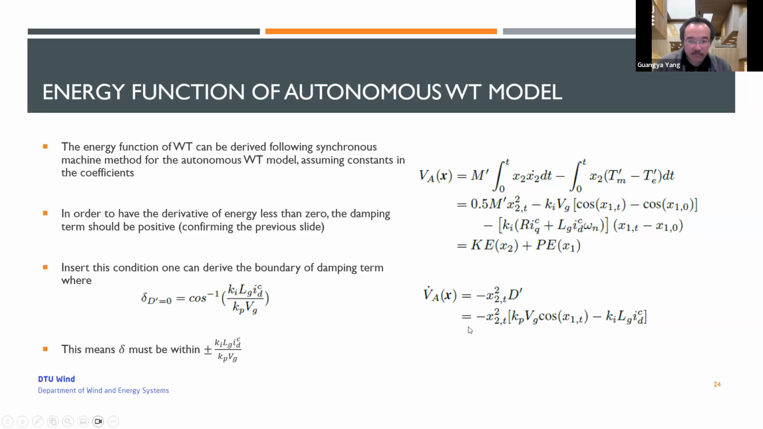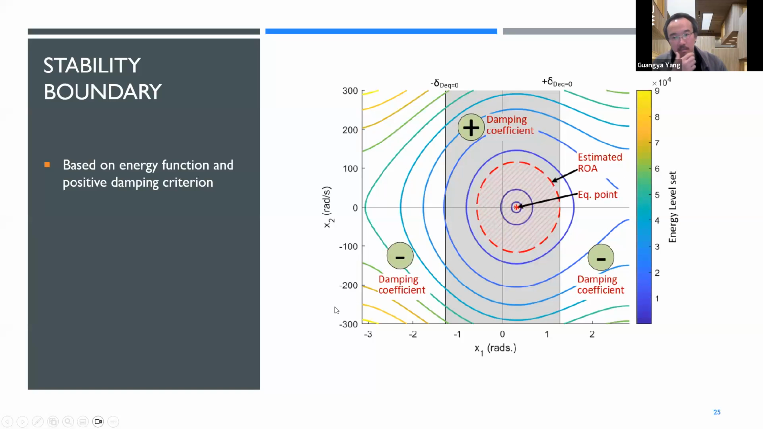If we give this condition, let's look at the boundary of damping. We set the damping equal to 0 and look at what x1, that is the delta, would be. Then we are able to get the boundary of the delta. Within this delta, we have positive damping, and outside this delta region, we have a negative damping. This is the analysis we can do here.